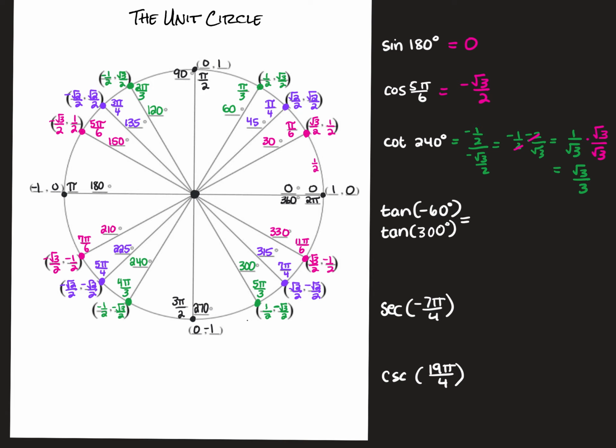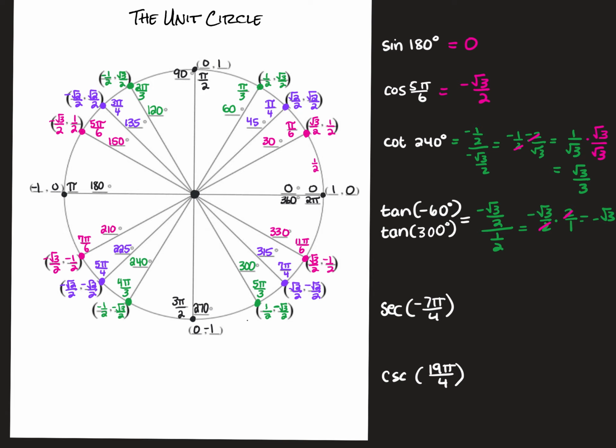So the tangent of 300 is going to be the sine over cosine, which is the same as saying your y-coordinate over your x-coordinate. So if I look at 300 degrees, y-coordinate over x-coordinate is going to be negative radical 3 over 2 over positive 1/2. Negative radical 3 over 2 times the reciprocal of 1/2. We cancel out our giant ones, and we get negative radical 3.